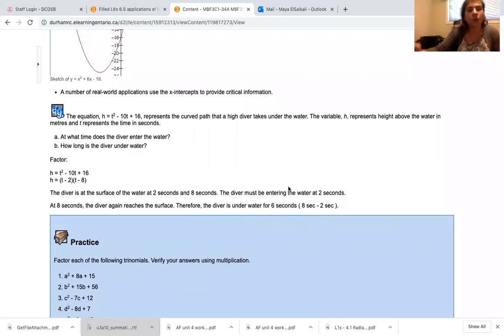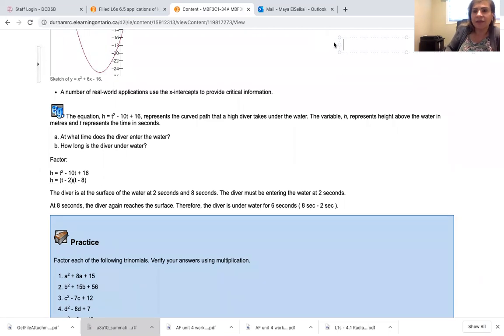So the equation h equals t squared minus 10t plus 16 represents the curved path that a high diver takes under the water. The variable h represents height above the water in meters, and t represents the time in seconds. At what time does the diver enter the water? So let's think about this for a second. H is the height of the diver above the water.